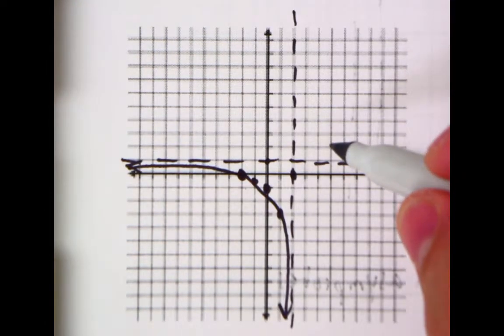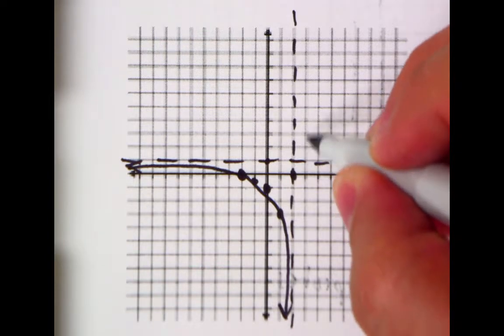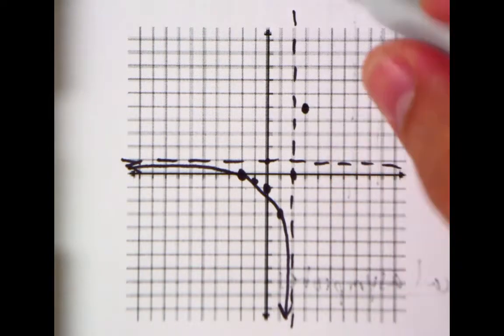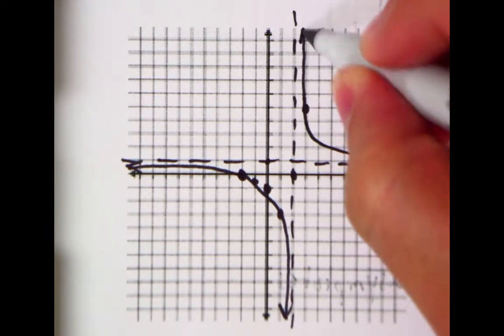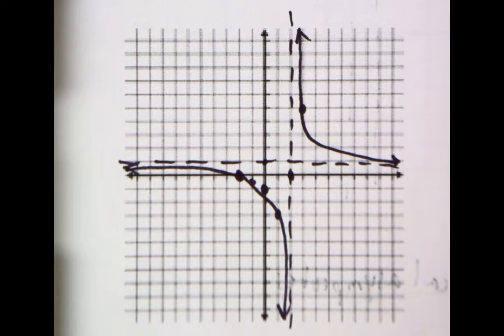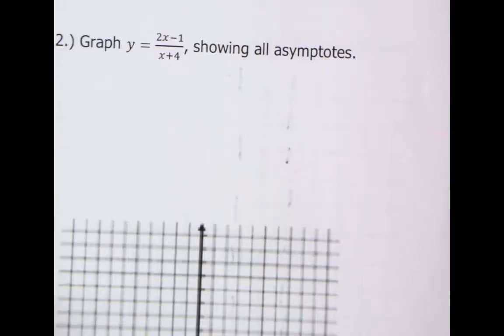On the right side over here, I have a point at 3, 5. So that's 1, 2, 3, 4, 5. And you follow sort of the same pattern. Making sure not to cross your horizontal or vertical asymptotes, especially the horizontal ones at the edges. And that's it. That's graphing rational functions. Let's try one more. Let's try number 2.